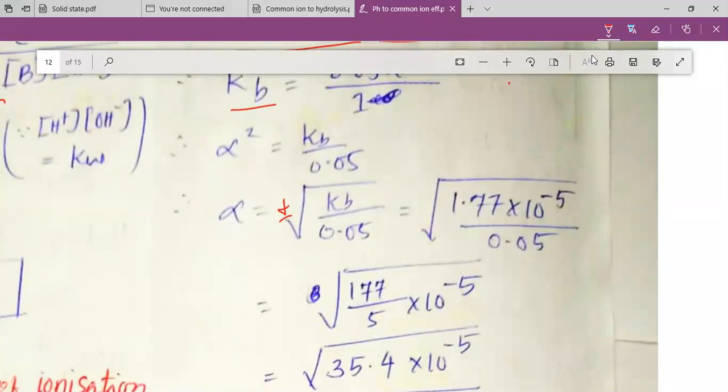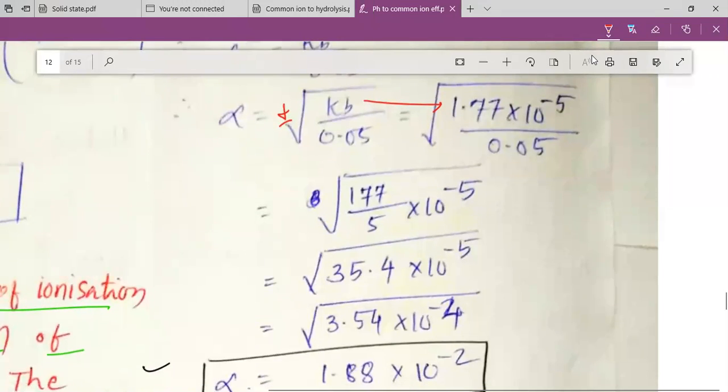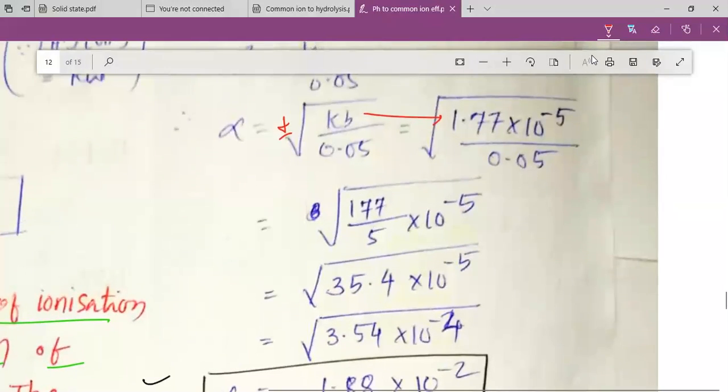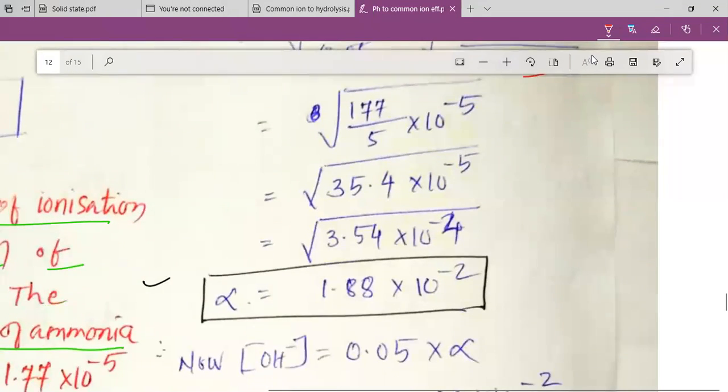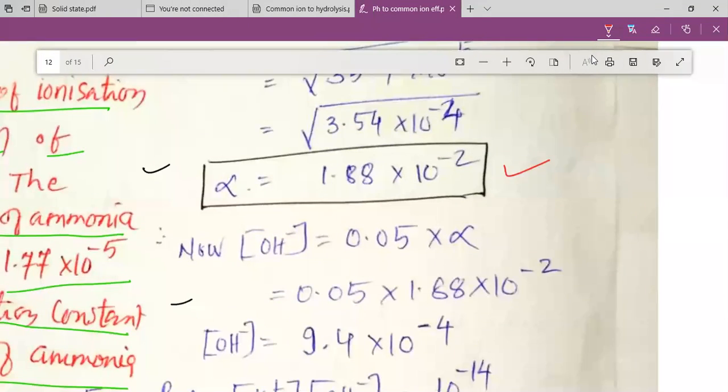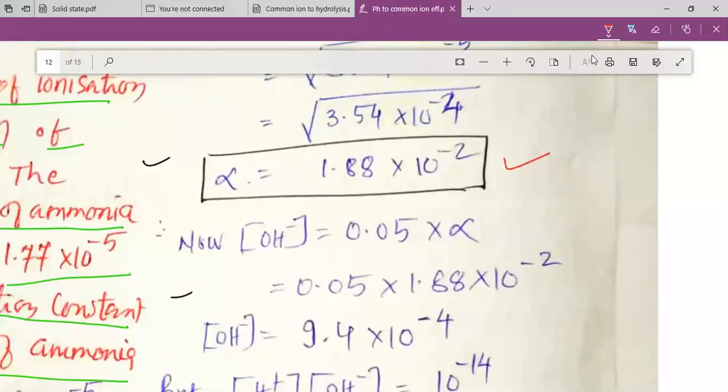by 0.05, and the value of Kb is 1.77 into 10 to the power minus 5 divided by 0.05. For 0.05, my dear students, we can write 5 into 10 to the power minus 2. Now you can see both the numerator and denominator have the same number after the decimal place, and thus by removing the decimal place we have written them, and then we have done the various calculations so that we can find out our alpha is equal to 1.88 into 10 to the power minus 2.